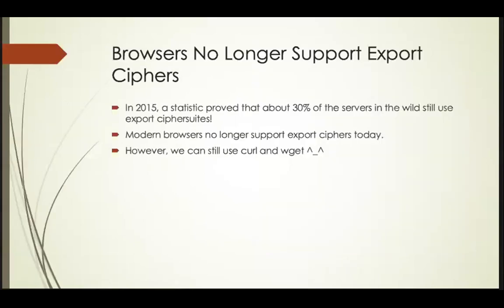Okay, so in 2015, a statistic proved that about 30% of the servers in the wild still use export cipher suites. Now, this is actually a huge number. This means that it is still being used until today, which is very, very weird. However, the good news is modern browsers today no longer support export ciphers, which means that the connection will likely be dropped even from the client side, which is much, much better. Nevertheless, you can actually still use curl or wget and get away with it. So you can use it even though the browser doesn't, which brings us to this point. Please, if you haven't done so already, patch your server, do not use export keys at all.